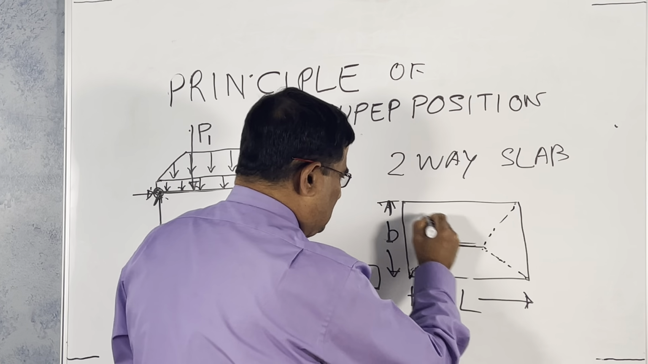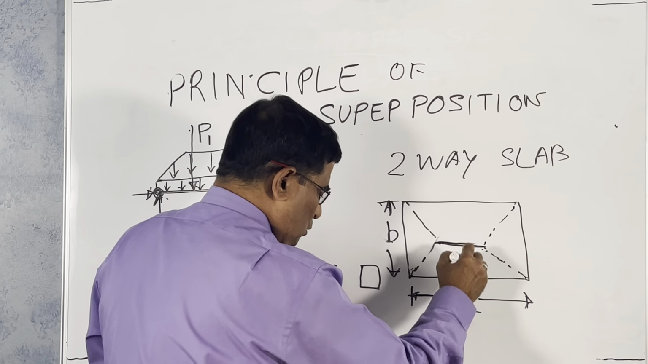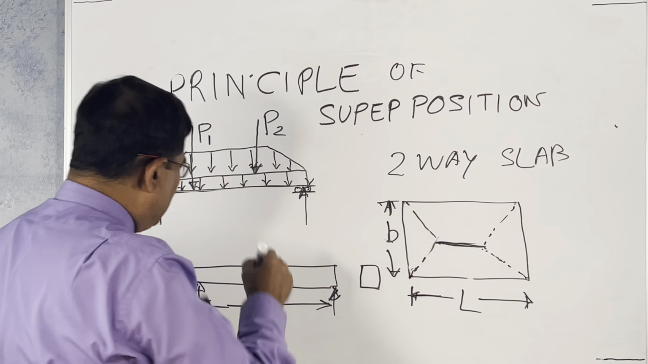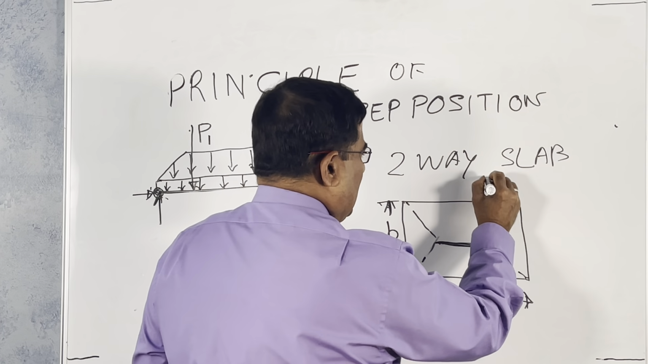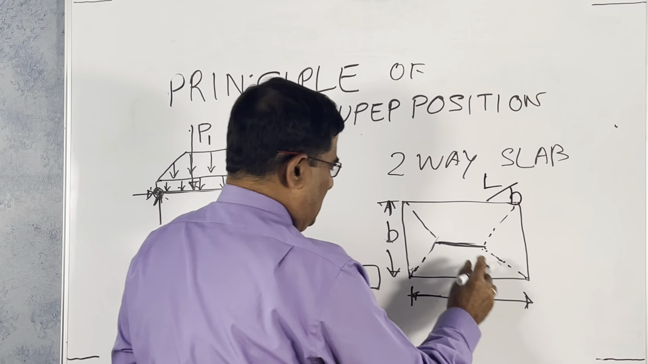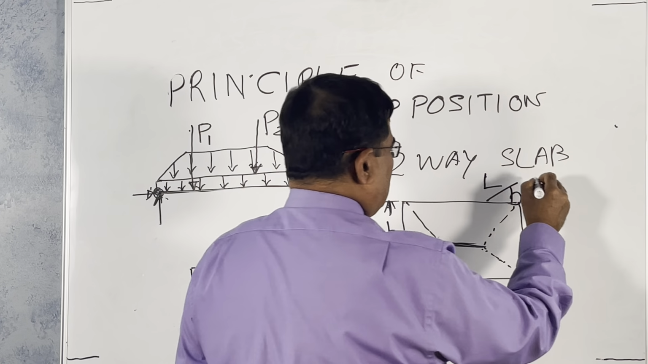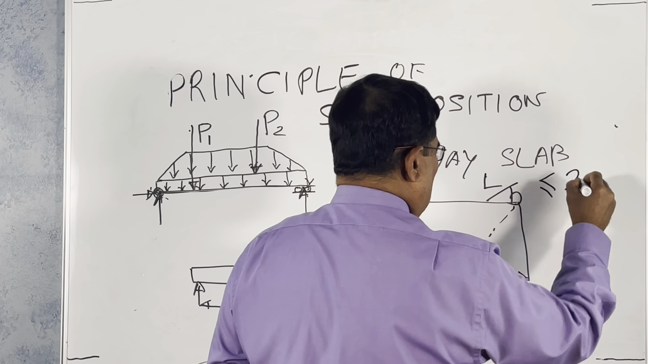This will be like this, this will be like this. So this load is trapezoidal. See, this load will come to this beam. That is why you have trapezoidal. Two-way slab is always L over B, length divided by breadth, less than or equal to 2.